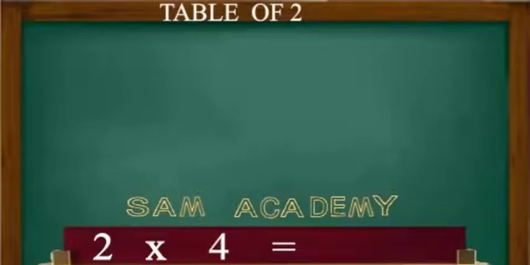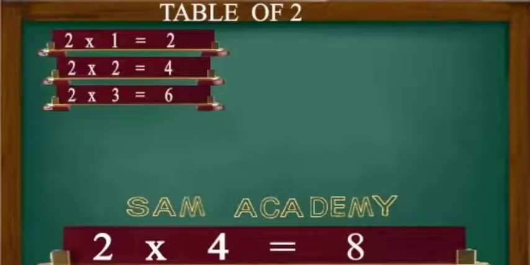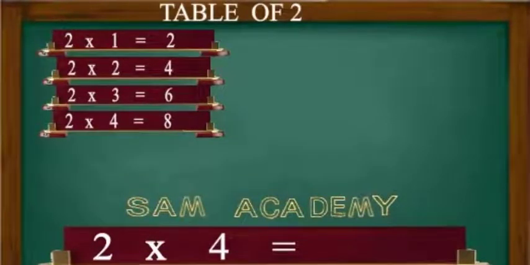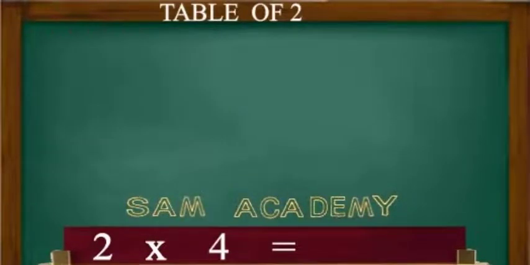Random, random, random, random, tell me. 2, 4 jaw? 2, 4s are 8.